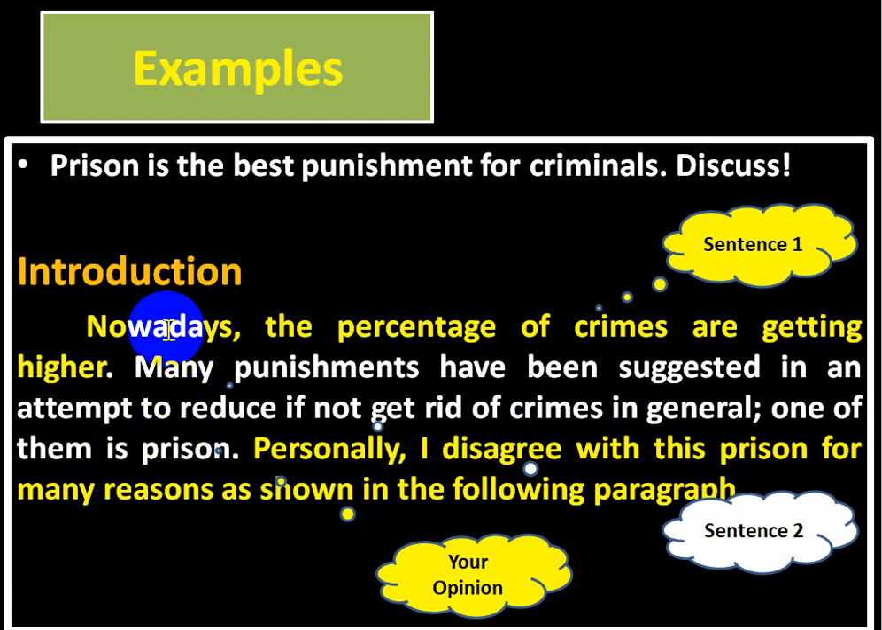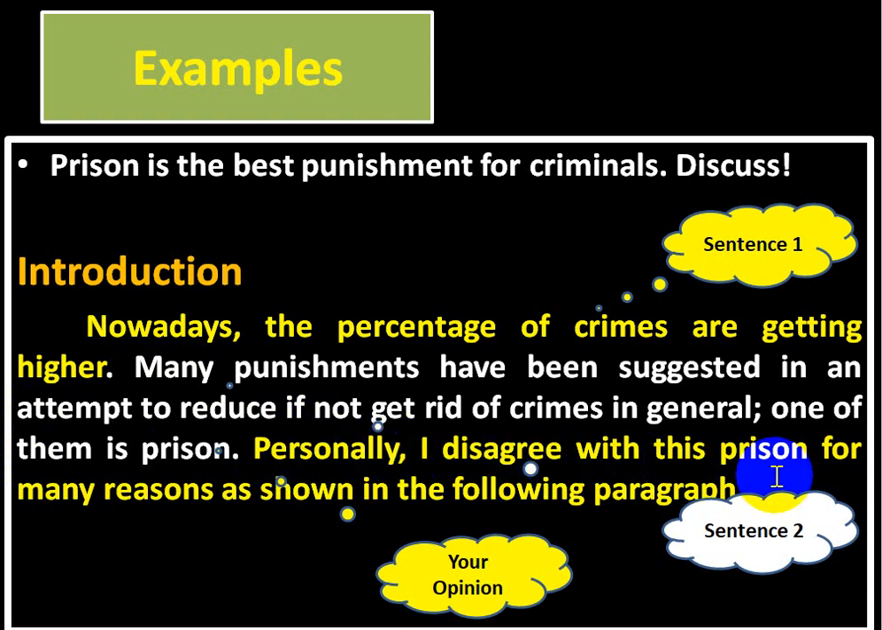So these two sentences are general sentences. I didn't say I am with or against. I'm talking about what's happening nowadays. I said many punishments. Again, I give another general sentence. And finally, this is my opinion.